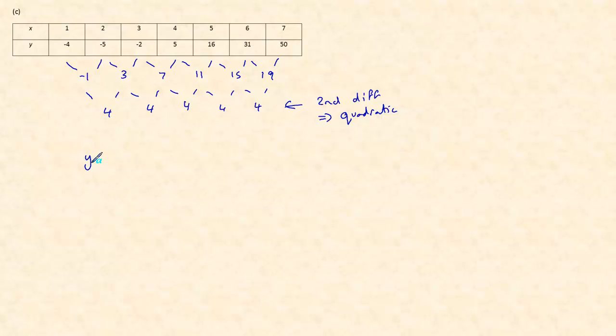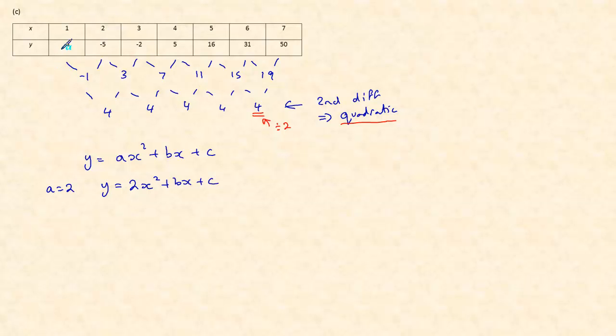So we can say that y is ax squared plus bx plus c. Now there's a shortcut here for the a. The constant difference is 4. When it's a quadratic, we divide this by 2, and that's because 2 factorial is 2. So 4 divided by 2 is 2. So that gives me that a is equal to 2, and y therefore is going to be 2x squared plus bx plus c.